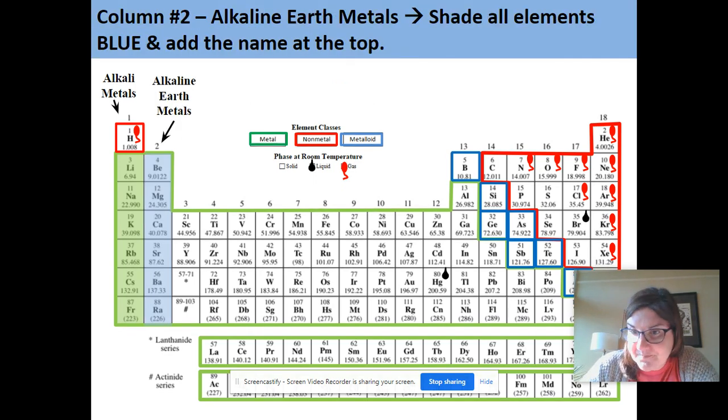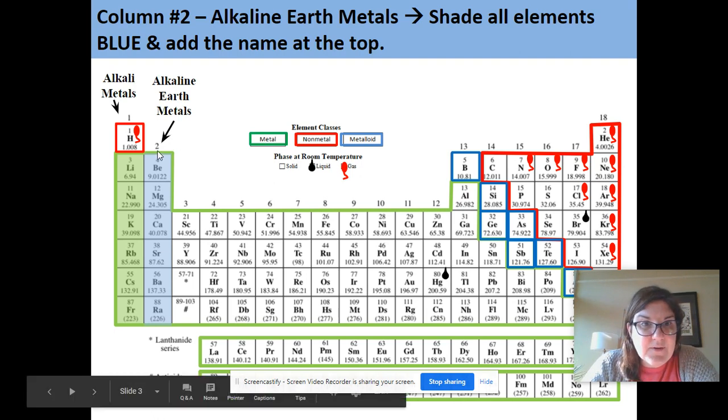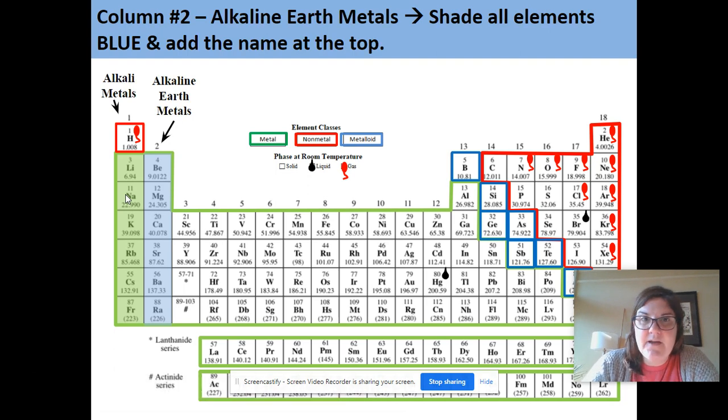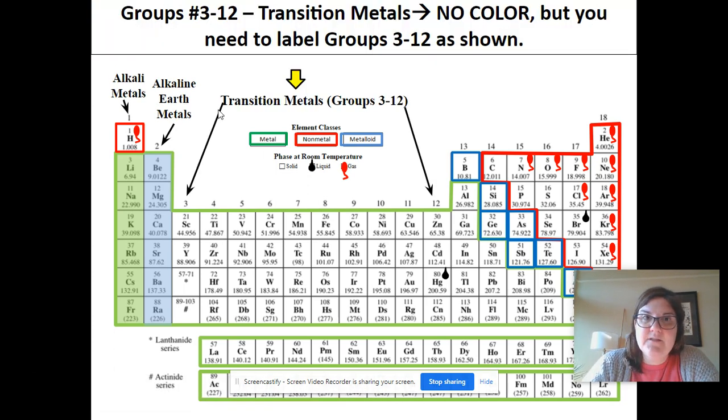Okay, column 2. Again, you do not need to color this if you choose not to. These are our alkaline earth metals. They have 2 valence electrons, and these are also really reactive. These are very reactive metals, not as reactive as alkali metals, but still pretty reactive. Transition metals, groups 3 through 12, they're cool.